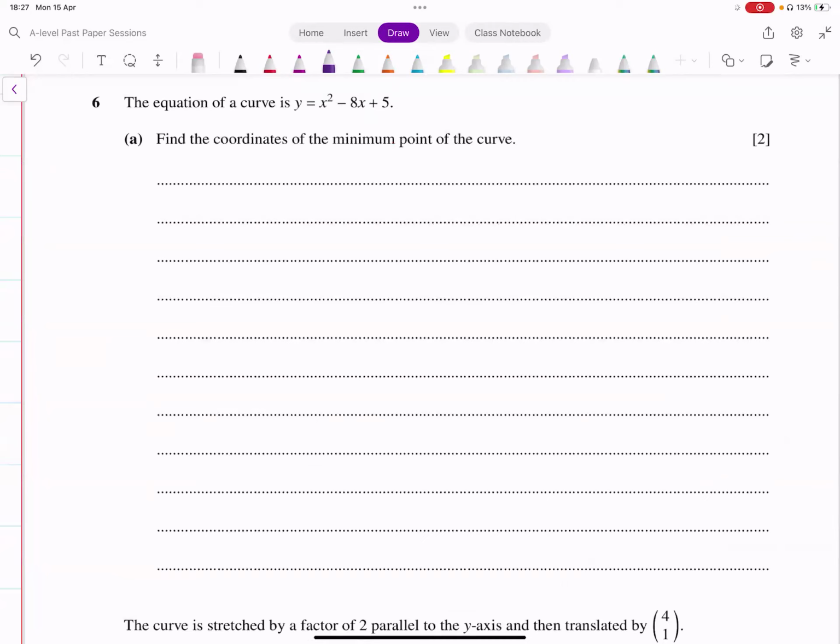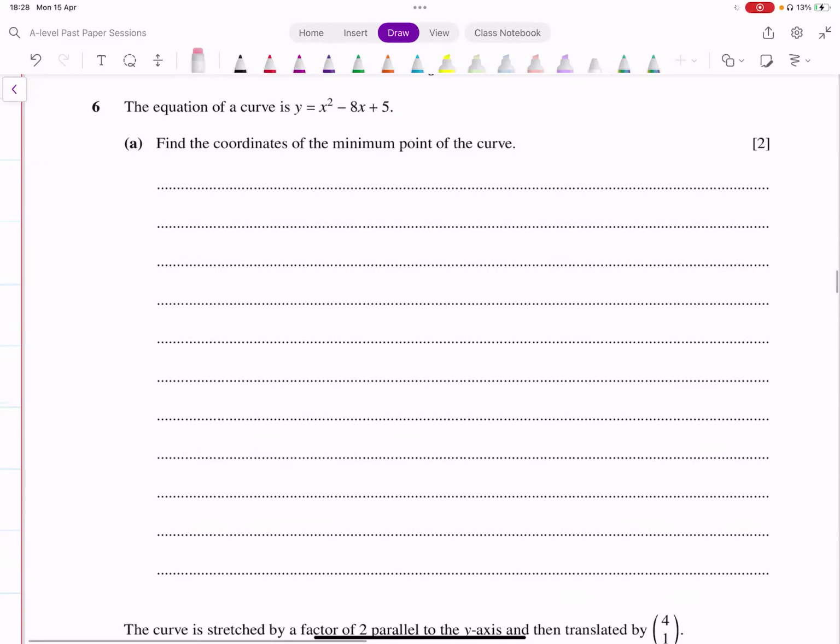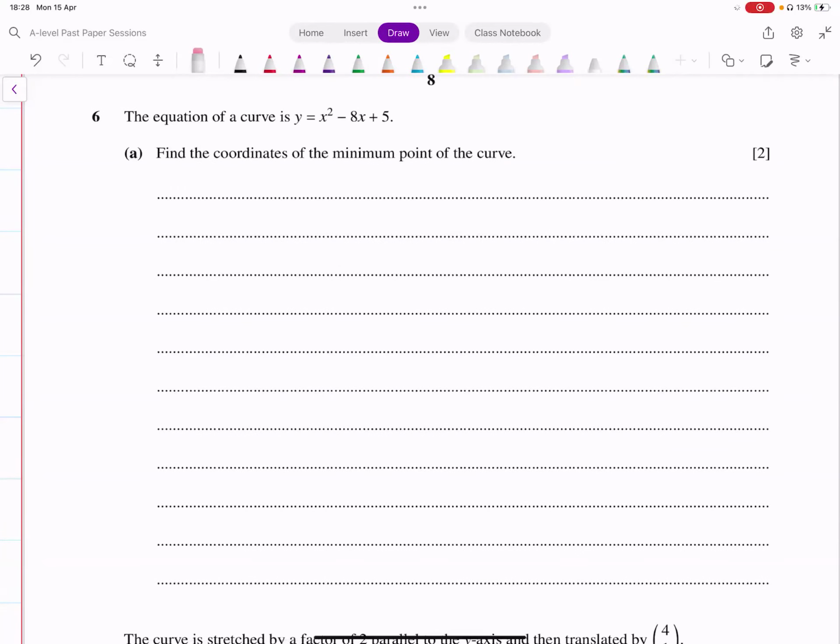Equation of a curve is y equals x squared minus 8x plus 5. Find the coordinates of the minimum point of the curve. How do you do this? It's pretty straightforward. You have multiple methods of doing this for the turning point of a quadratic function. You could complete the square. You could use minus b over 2a. You could use differentiation. You can use any of those methods.